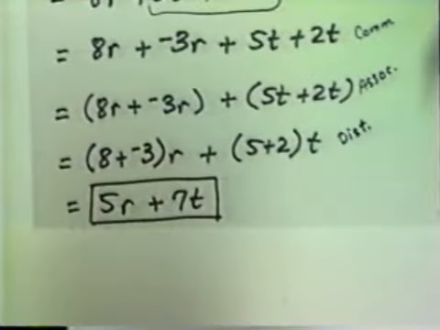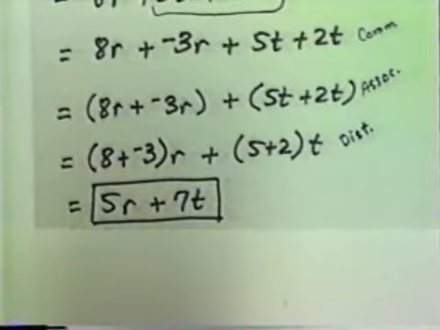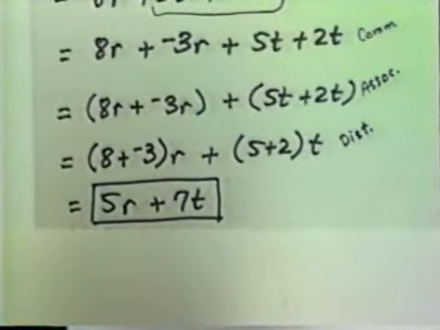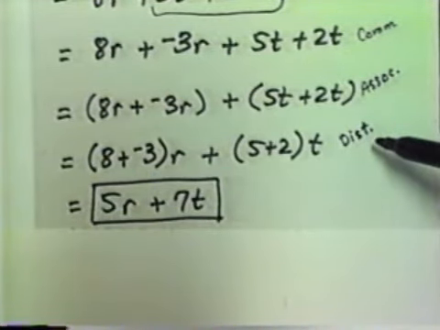Finally, the result is just simplifying. Adding 8 and negative 3, adding 5 and 2. And so you see the three rules that we've looked at, the commutative, the associative, and the distributive properties at work here.